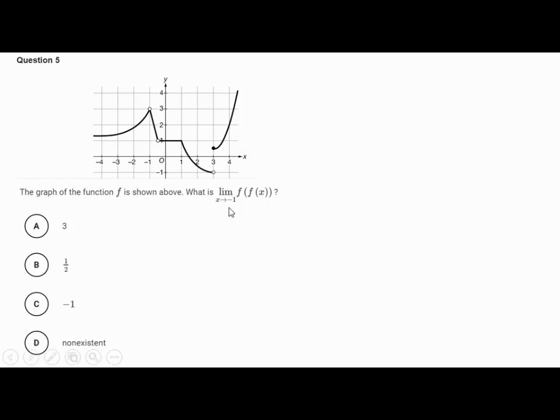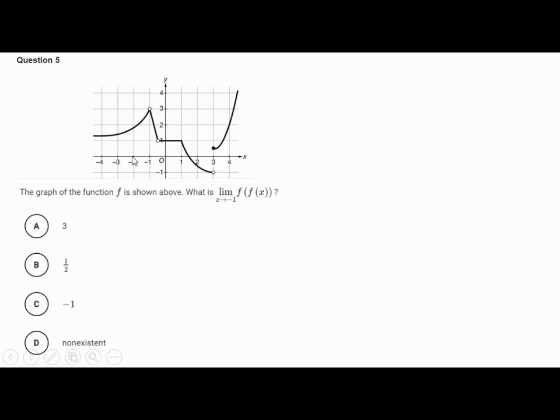So this is an interesting limit problem because it's f of f of x, as x approaches -1. So you're taking the function of another function, which happens to be the exact same function. So we're using this graph twice. So the first thing is, let's look at as x approaches -1. When you put -1 into the x, we're looking at the inner f of x.